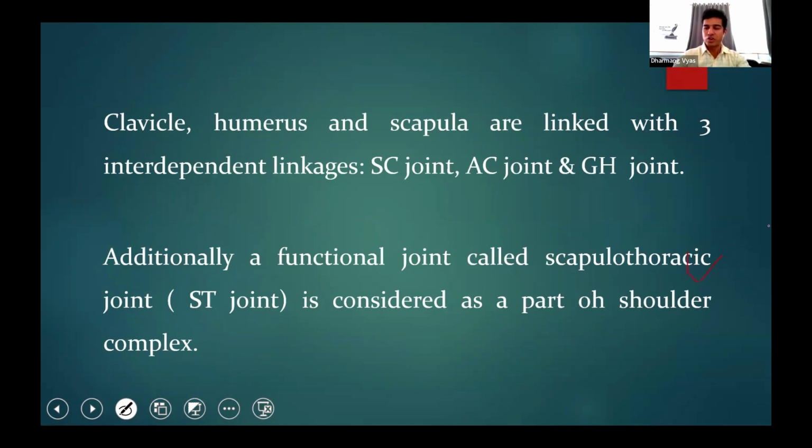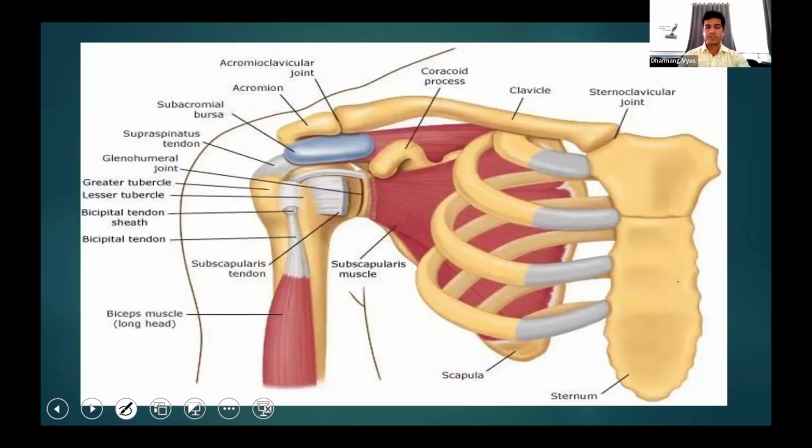We already discussed this. That's not a true joint, but it is basically a very important functional joint which puts the shoulder through a full range of motion. And all this together is called the shoulder complex. Right? It's just an image which is showing us different types of joints and the muscles and the ligaments per se around the shoulder girdle.